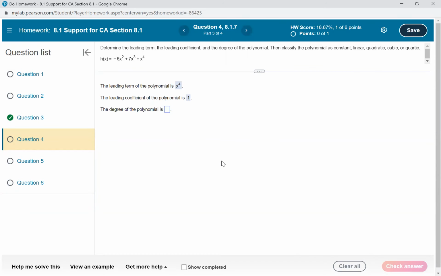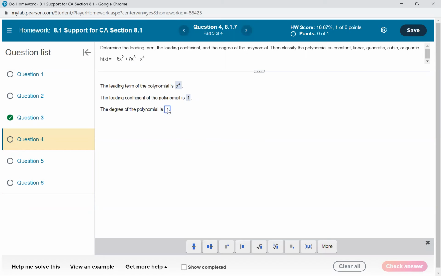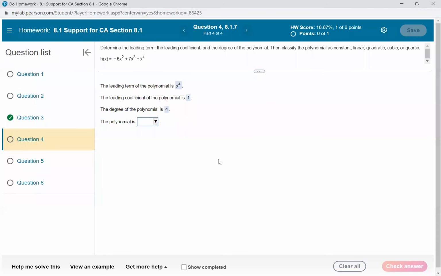The degree is the highest exponent. And that's also going to be with your leading term, because that's how we pick the leading term. So the degree of this one is the exponent of 4. So I got a degree 4 polynomial. So then the polynomial is quartic, quadratic, cubic, constant, or linear. And we said if it had an exponent of 4 as its degree, that would be quartic. And then we would check our answer.